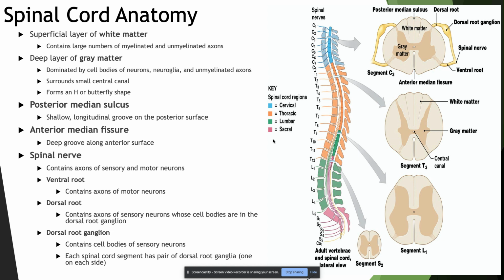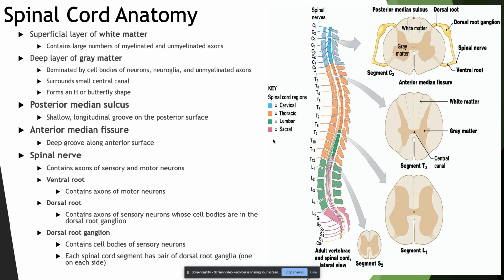So part of the structural organization, the projections of gray matter towards the outer surface of the spinal cord are called horns. And so you have the posterior gray horn, which contains the somatic and visceral sensory nuclei, the lateral gray horn, which is located only in the thoracic and lumbar segments and contains visceral motor nuclei, and the anterior gray horn, which contains somatic motor nuclei.